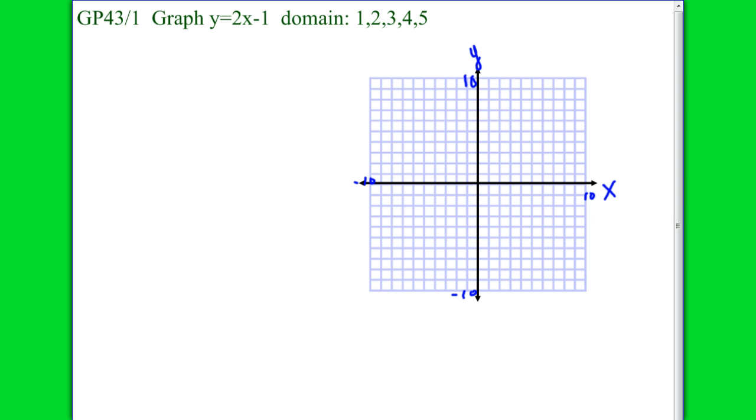Okay, once again you're asked for the discrete points using that domain they provide. So Ronnie's going to show us. She says she's going to start with a table. Which is good.